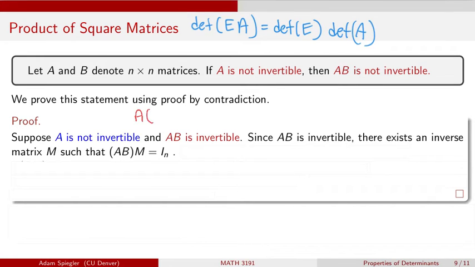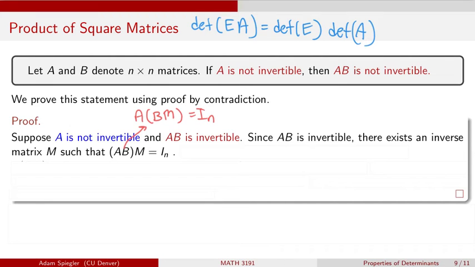Now let's take a look. By the associative property for products, I have that matrix A times the product of matrix B and M gives me the n by n identity matrix. In other words, there exists some matrix, in this case B times M, so that when I multiply A on the right by this matrix, I get the identity matrix.